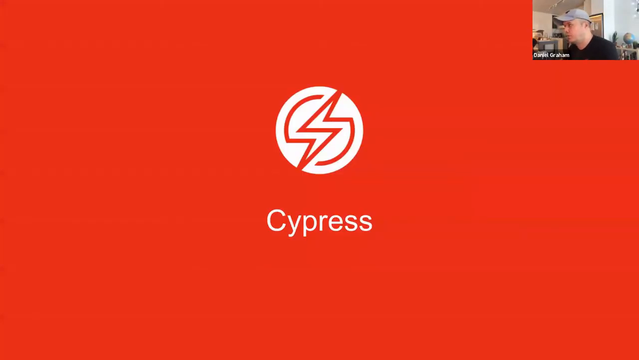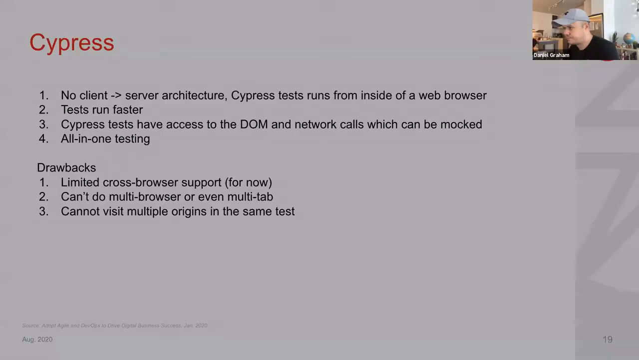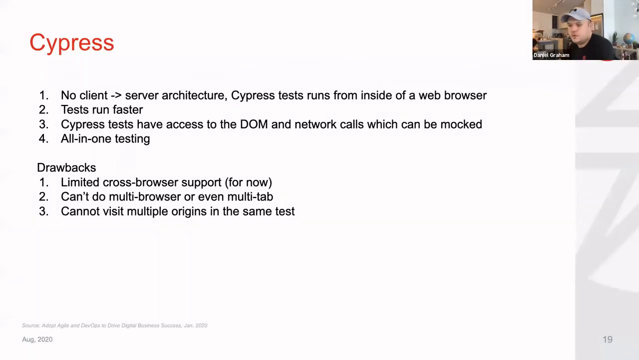And so now we're going to be talking about Cypress. So Cypress is probably the hottest new web automation framework right now, and it works quite a bit differently from Selenium in that Selenium runs from outside of the browser and orchestrates operations from the browser. And Cypress actually runs from inside of the browser and runs the web application from inside an iframe. So there's no client server architecture.